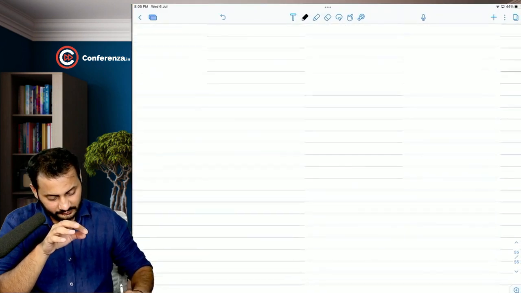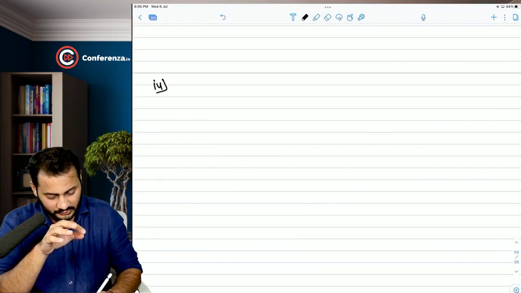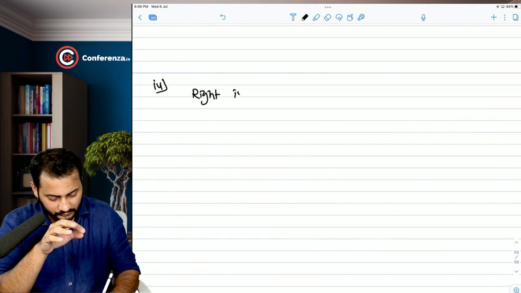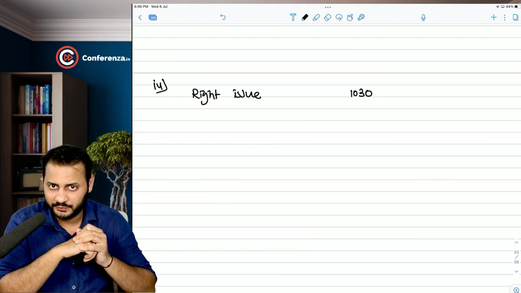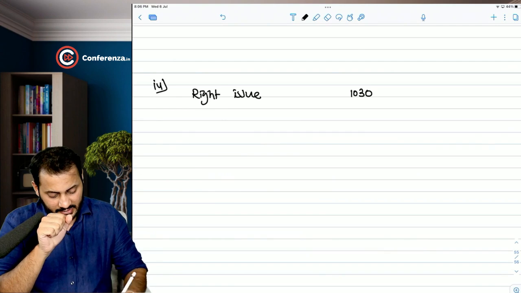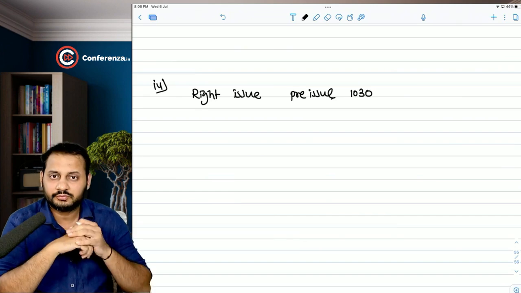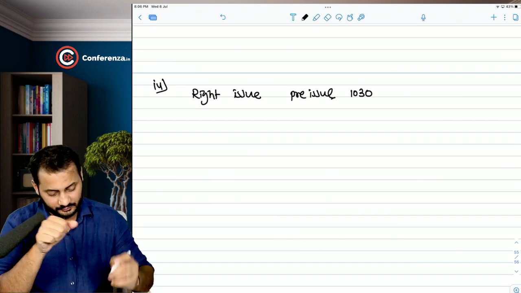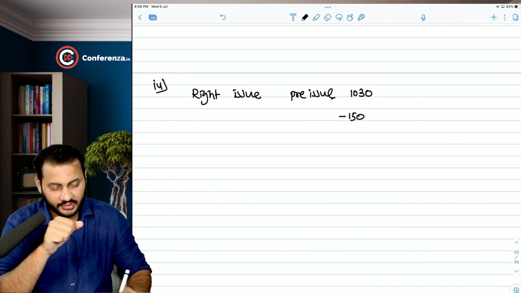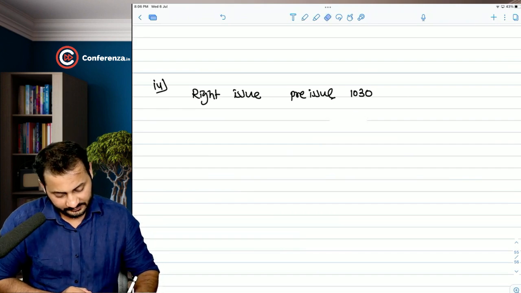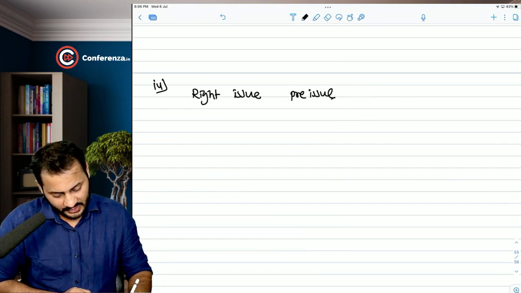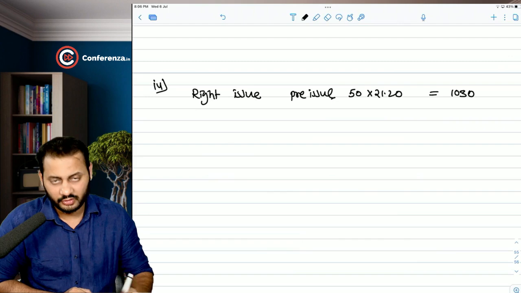See, right issue. Earlier their wealth was 1030 crore before issue. Do you agree on this? Pre-issue. Then what happened? They contributed 150 crore from their own capital, or we can say that easily like this. Earlier they had 50 into 21.20, that is 1030 crore of the wealth.